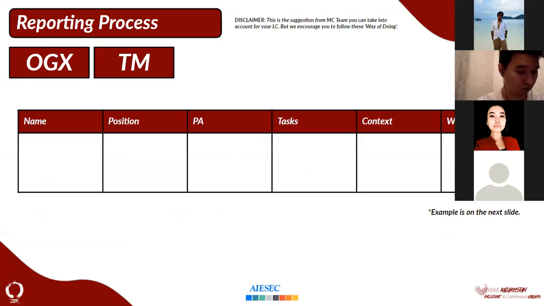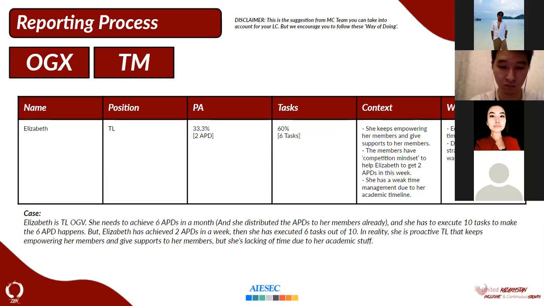Okay, so this is the table that you can use, with the name of your members or team leader, and also position, and then PA, task, contact, and way forward. Yes, maybe this is blank. Maybe you think that you are confused, but I have the example already. Yes, so let's see the case first.